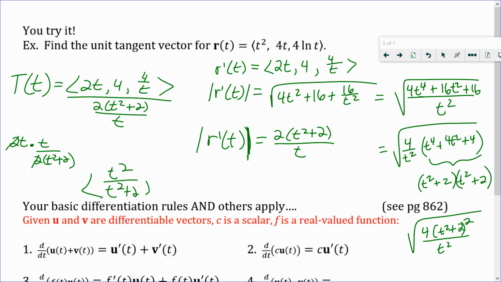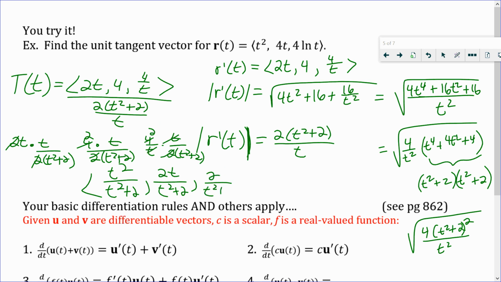So the next part would be 4 times this flips up, t over 2 and then t squared plus 2. So that would just turn into 2t on top, 2t and t squared plus 2. And then the last one, I would have 4 over t times t over 2 and then t squared plus 2. So this cancels out to 2 and the t's go away. So I got 2 over t squared plus 2.